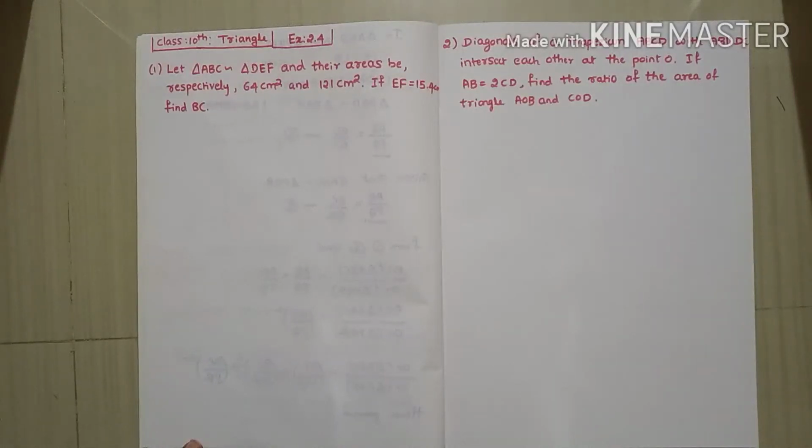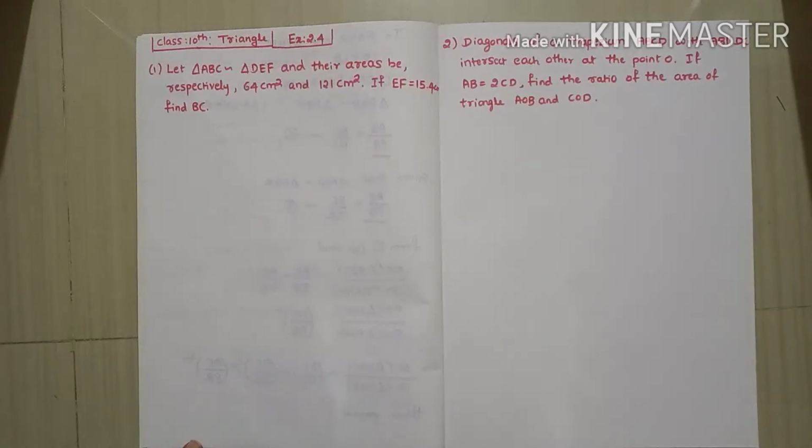Hello children, today we will start the next exercise, that is exercise 2.4 in the triangle chapter. This exercise is based on the theorem on areas of similar triangles. In the last video you learned that theorem. If you want, you can watch that video again to solve the sums. In this exercise you have 7 sums in total. Today in this video we are going to solve 2 sums.